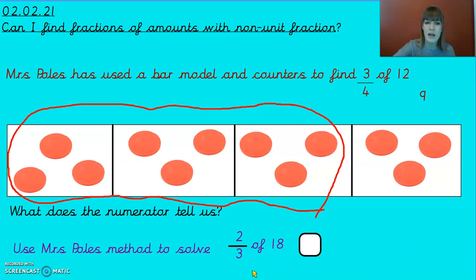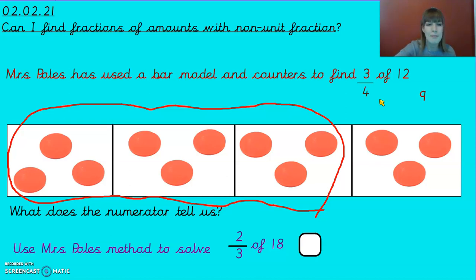Before we go on, what does the numerator tell us? So if we look at 3/4, what does the numerator tell us? Can you write it down or maybe tell an adult? Smashing job if you said that the numerator tells us how many groups you are going to add together. So in this case, it's 3 groups, and I'm going to count all 3 groups and see how many we got all together. So our numerator is telling us how many groups we need to add together. Well done.